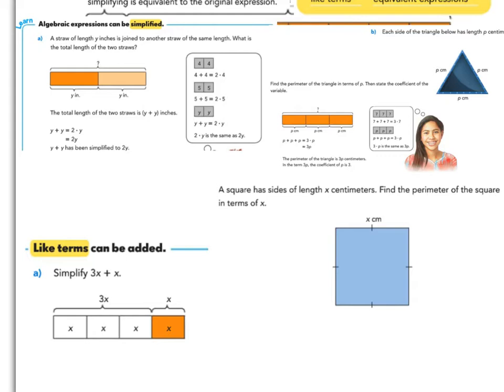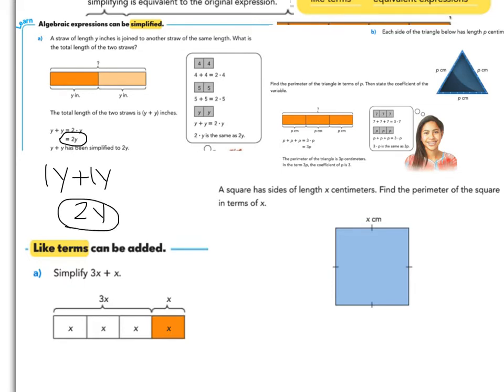So the total length of the two straws is y plus y. You have one piece that's y and another piece that's y, so you have two pieces that are y inches long. If you don't have a coefficient or a number in front of your variable, there's an imaginary one there. So I have y plus y, and you can put a 1 in front of each. So we have two pieces that are y inches long.